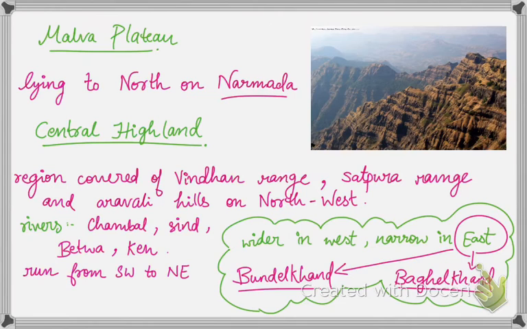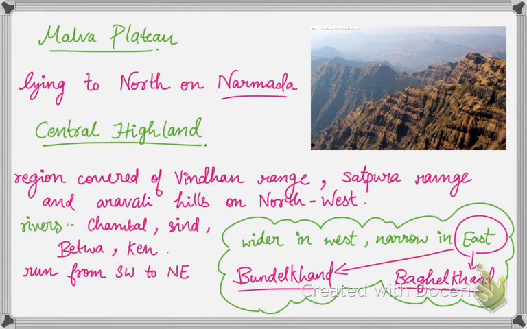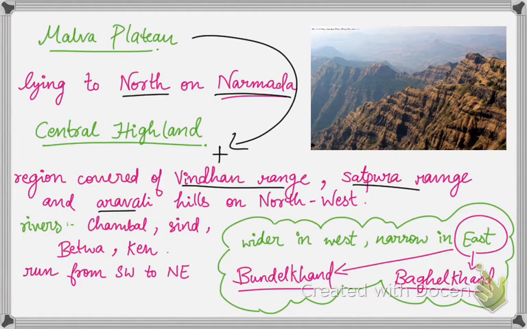Then these peninsular plateaus are divided according to their area into the Malwa Plateau, Central Highlands, the Chota Nagpur Plateau and the Deccan Plateau. So firstly, the Malwa Plateau is the plateau region lying to the north of the Narmada River. Then the Central Highlands include the Malwa Plateau and the region covered by the Vindhya Ranges, Satpura Ranges, and the Aravalli Hills on the northwestern side.